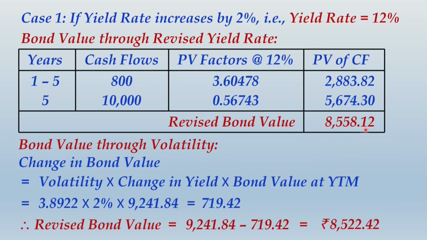Now look at this value. This is the revised bond value computed directly, and this is the revised bond value which is computed through volatility. As I have explained earlier, this value falls on the straight line, whereas this value is falling on the curve. So if you compare these two values, there is a need of some adjustment to bring these two values close. Actually speaking, this is the proper value. It is this value which needs to be adjusted, and the adjustment to be applied over here is called convexity adjustment.